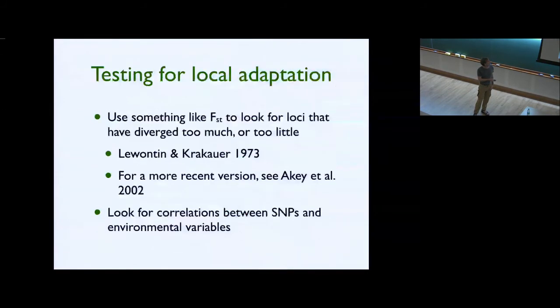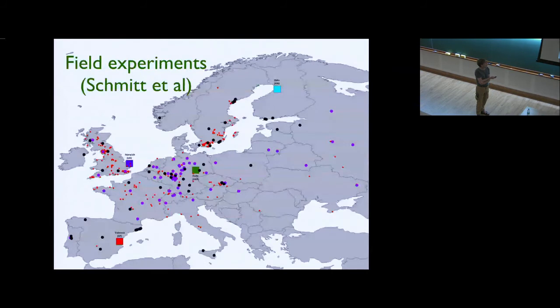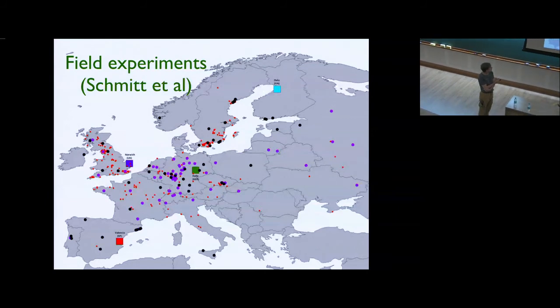Okay, so what else do people do? There's a lot of testing for local adaptation, right? Classical papers, Lewontin and Krakauer, which was revived by Josh Akey, quite a long time ago. There's a lot going on looking at correlation of SNPs and environmental variables. So here's one paper that I happen to be involved with. You can do this fairly rigorously if you have field experiments. This was Annie Schmitt, who took accessions sampled from all over the place and grew them in 4 field sites across Europe.